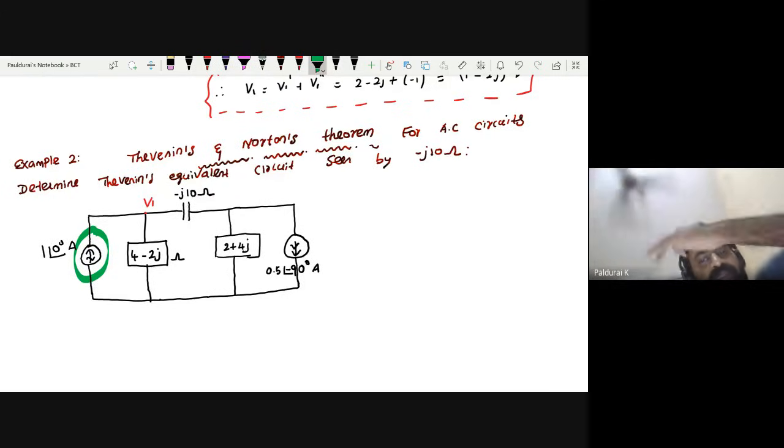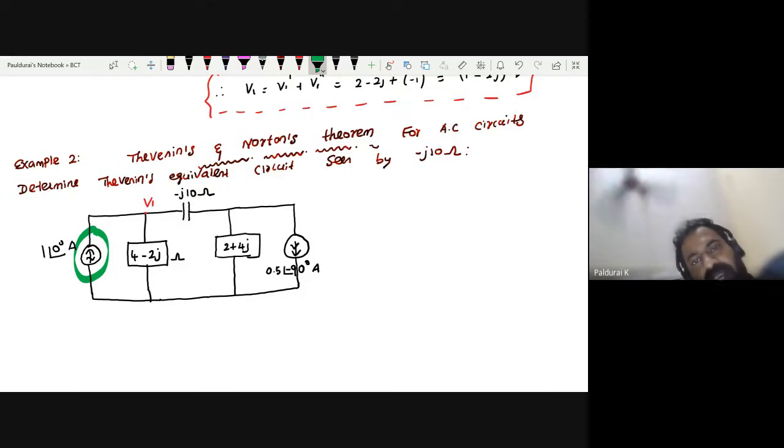Mostly here they won't give a dependent source. As we discussed in unit 2, you have 3 cases in Thevenin and Norton. Case 1, all are independent sources. Case 2, at least one dependent source along with n number of independent sources. Case 3, all are dependent sources. Can you remember all these things? Now coming to case 1.